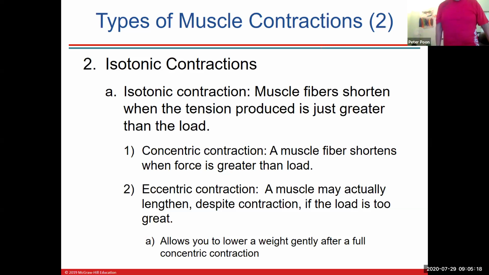So a concentric contraction: I will shorten my muscle fibers here. As I come up, the muscle fibers shorten because the force is greater than the load. Now this is an eccentric contraction. I'm slowly lengthening my muscle, so I'm slowly putting it down. So the load is greater than the contraction I'm applying, but I'm still working. I'm still contracting my muscle as I come up or as I go down.